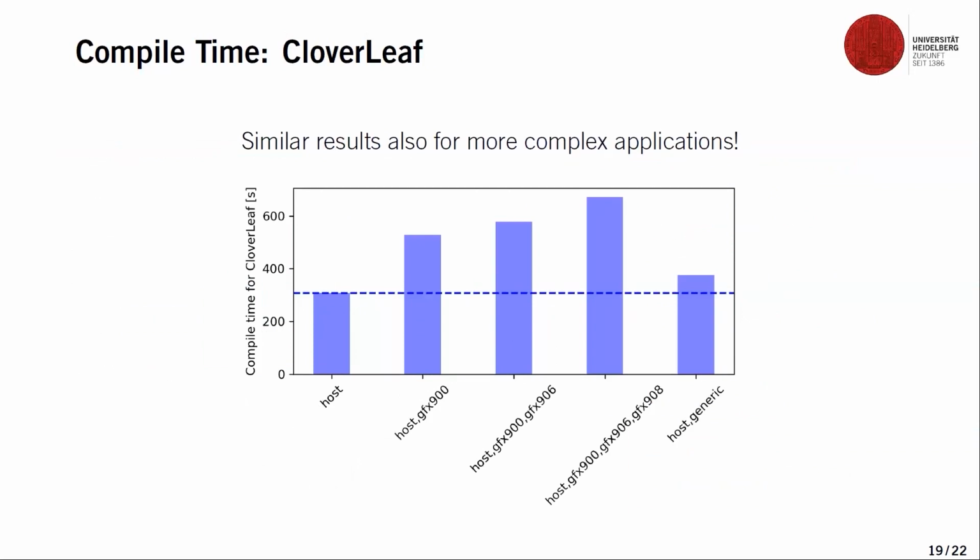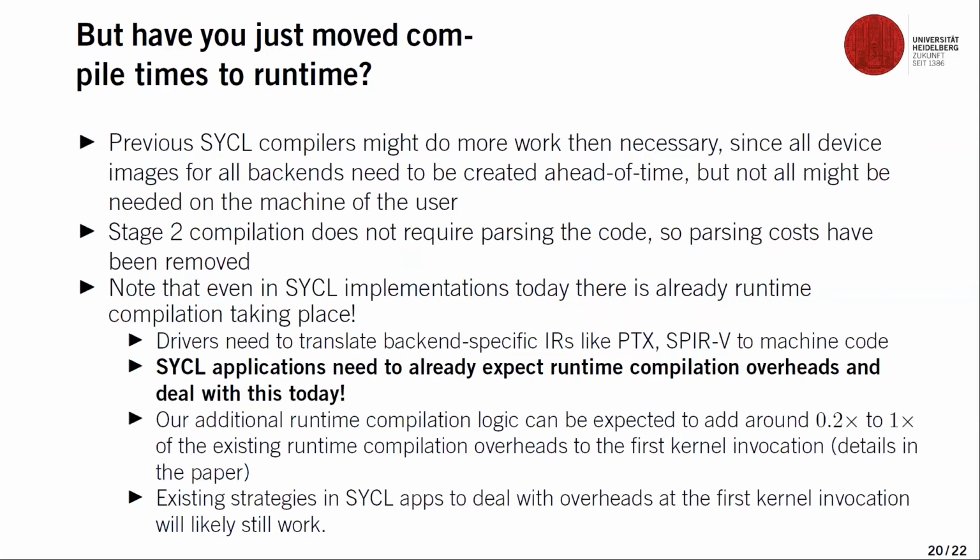So Babelstream is maybe a simple case. So what happens if we use a more complex application like Cloverleaf? Well, basically, we see the same pattern. That's the message here. All right, so now you might say, okay, but Axel, maybe you've cheated. Maybe you've just shifted the compile times to runtime now, and this is now where you're paying the cost.